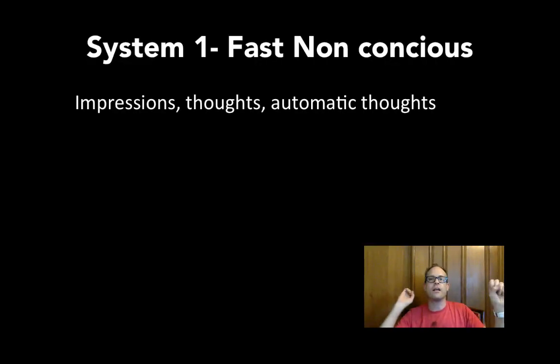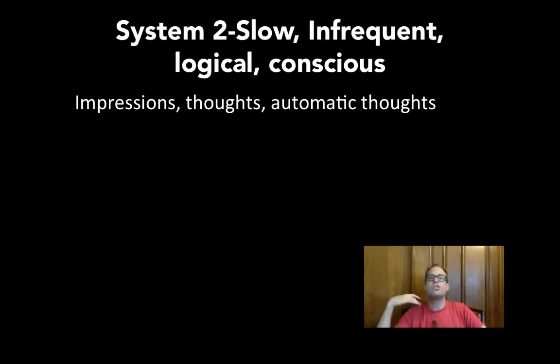So what's going on here? There are two systems. There's System 1, which is non-conscious. This is impressions, thoughts, automatic thoughts. It's your old brain right there in the bottom, right in the middle. It's kind of the reptile brain. Then there's System 2, which is the neocortex, and it's on the outside.